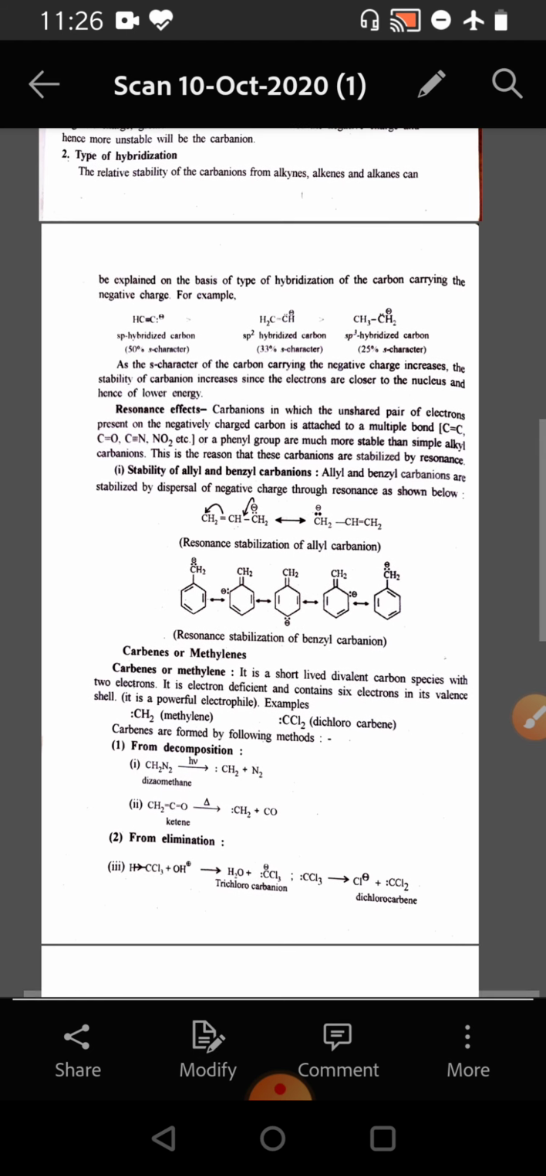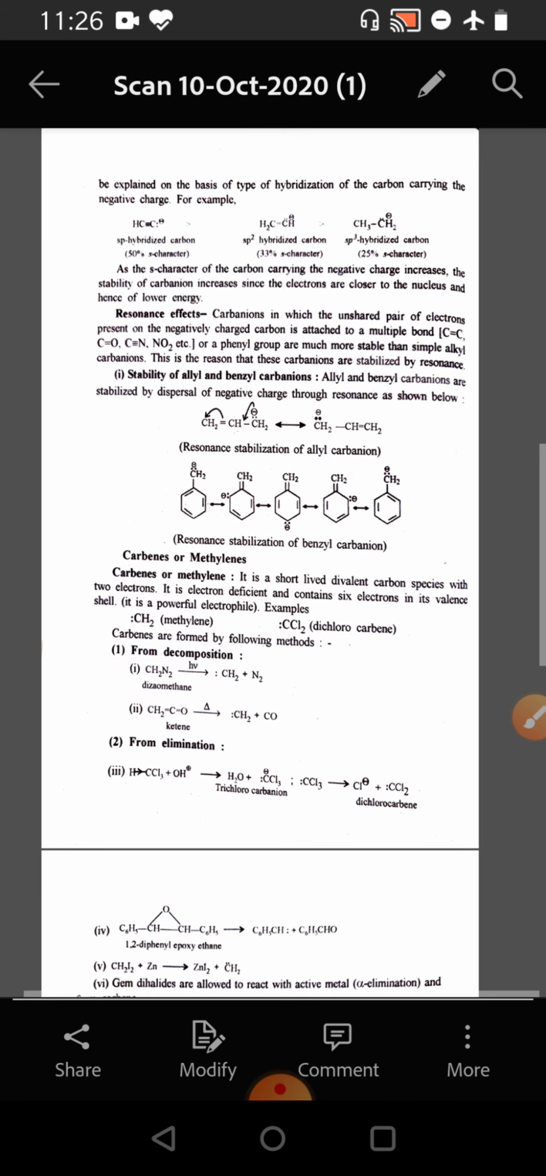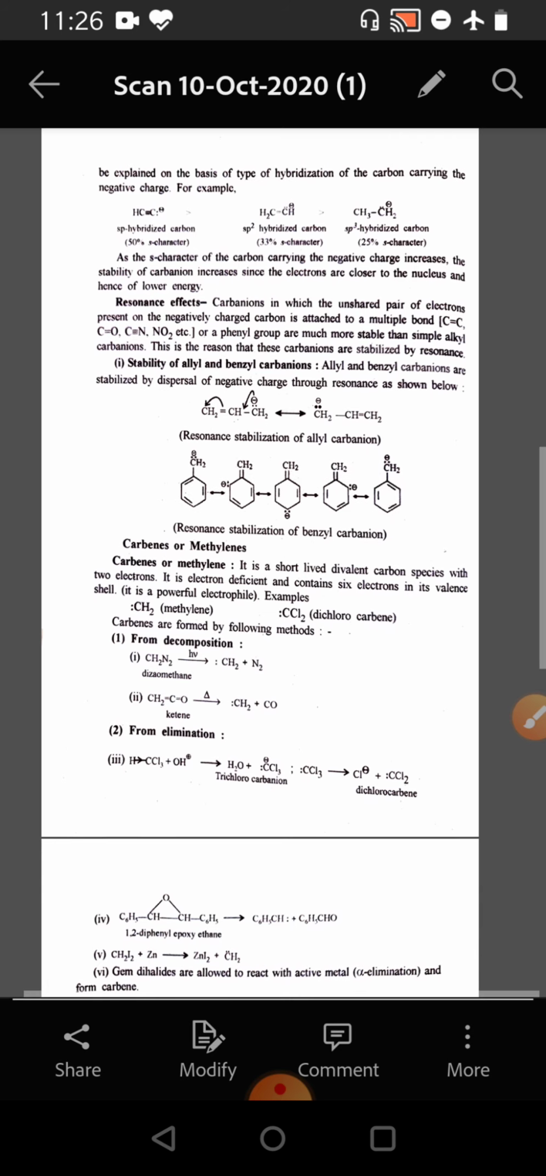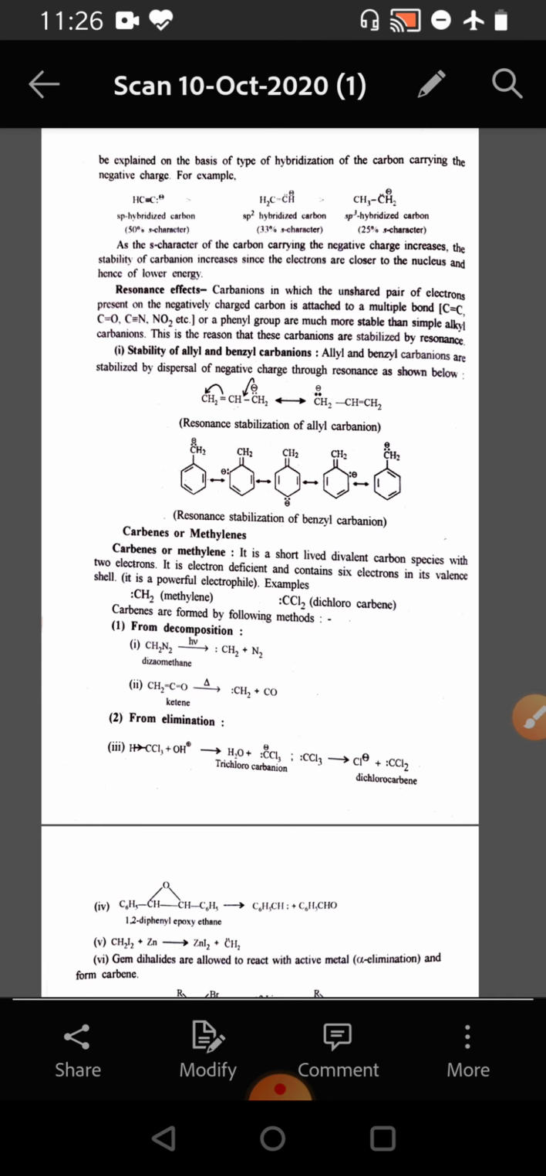Now we come to the type of hybridization effect on the stability of the carbanion. The relative stability of the carbanion from alkynes, alkenes and alkanes can be explained on the basis of the type of hybridization of the carbon carrying the negative charge. For example, sp hybridized carbanion is more stable than sp2 hybridized carbanion, and sp2 hybridized carbanion is more stable than sp3 hybridized carbanion. It is seen that as the s character of the carbon carrying the negative charge increases, the stability of the carbanion increases since the electrons are closer to the nucleus and hence of lower energy.